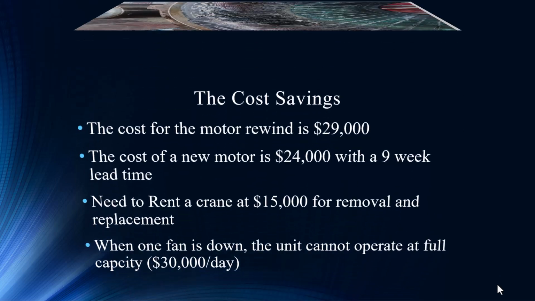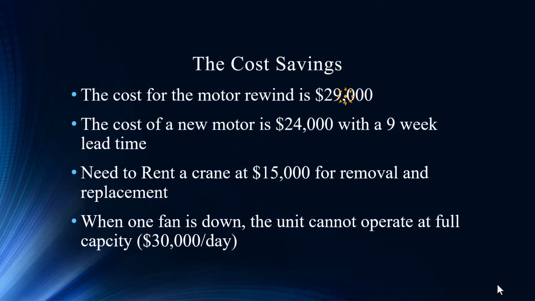Right. And so every time one of these fails, if it goes in for a rewind, $30,000. If you need a new one, $24,000, but a 9-week lead time, which means you shut down the plant or you lose capacity of the plant for 9 weeks, which capacity could be as much as $30,000 a day. So you try to get it rewound, and then the classic, what do we always say?